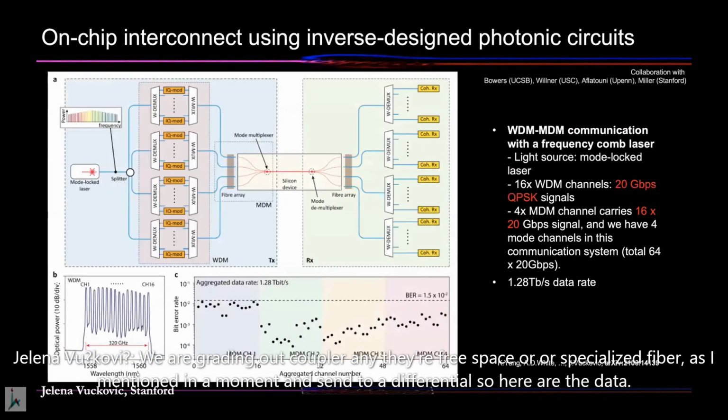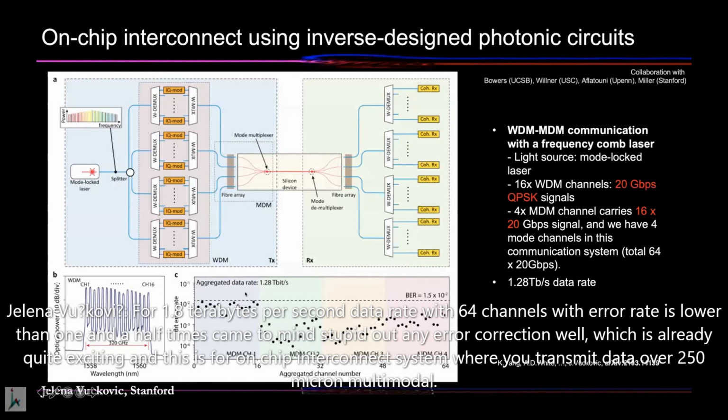So here are the data for 1.28 terabits per second data rate with 64 channels. Bit error rate is lower than 1.5 times 10 to minus 2 without any error correction, which is already quite exciting. And this is for on-chip interconnect system where you transmit data over 250 micron multimode waveguide.